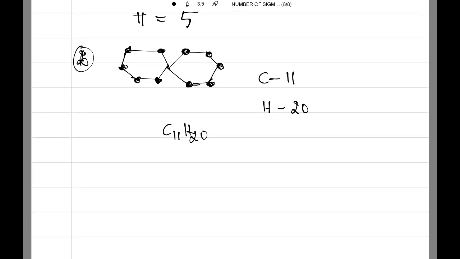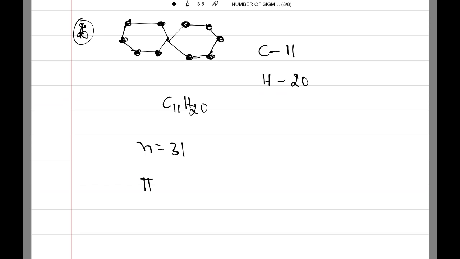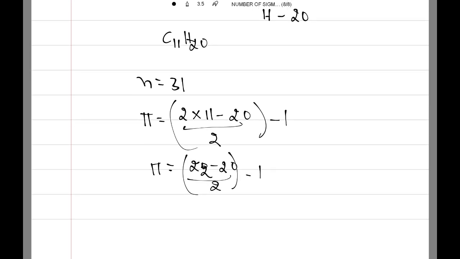And the number of sigma bonds is 20 plus 11, which is 31. And the number of pi bonds is 0 by seeing the structure itself, or by this formula also you can get the same thing. So 2 into 11 minus 20 divided by 2 minus 1. So 22 minus 20 by 2 minus 1, and we get the number of pi bonds equal to 0.